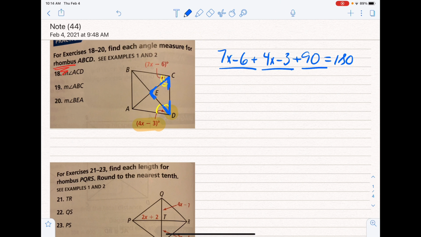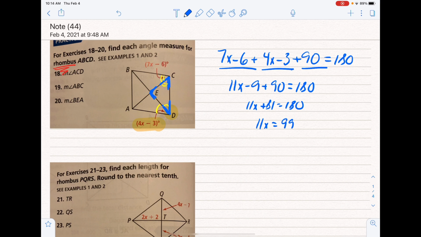7x plus 4x is going to give me 11x minus 9, plus 90 equals 180. So you combine the negative 9 and 90, you get 81, and 11x plus 81 equals 180. Subtract the 81, you get 11x is equal to 99. Divide by 11 and x is 9. But that's not the answer. I'm not done because the question was, what's the measure of angle ACD?